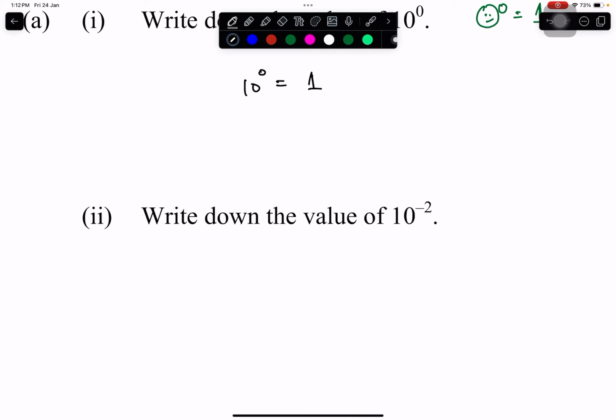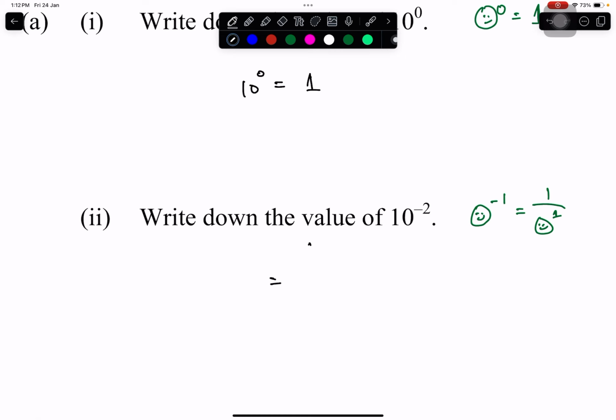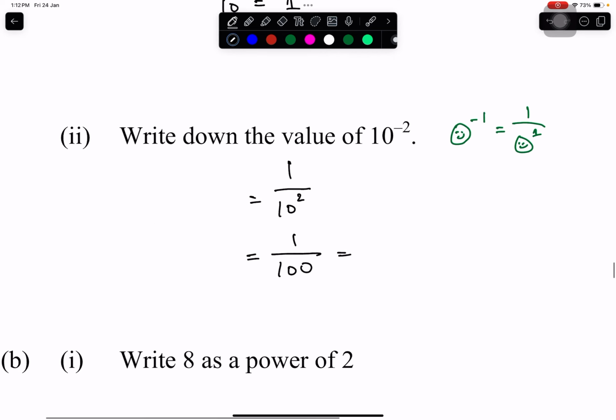Write down the value of 10 to the power of -2. Again, negative exponent, it equals 1 over that something, right? So this is a -2. We're going to change that as 1 over 10 squared, okay? You see there's no more negative. The negative turns into the fraction, okay? Which is 10 squared is 100, which is 1 over 100, okay? Or if you want to put that into decimal, it's going to be 0.01, okay?